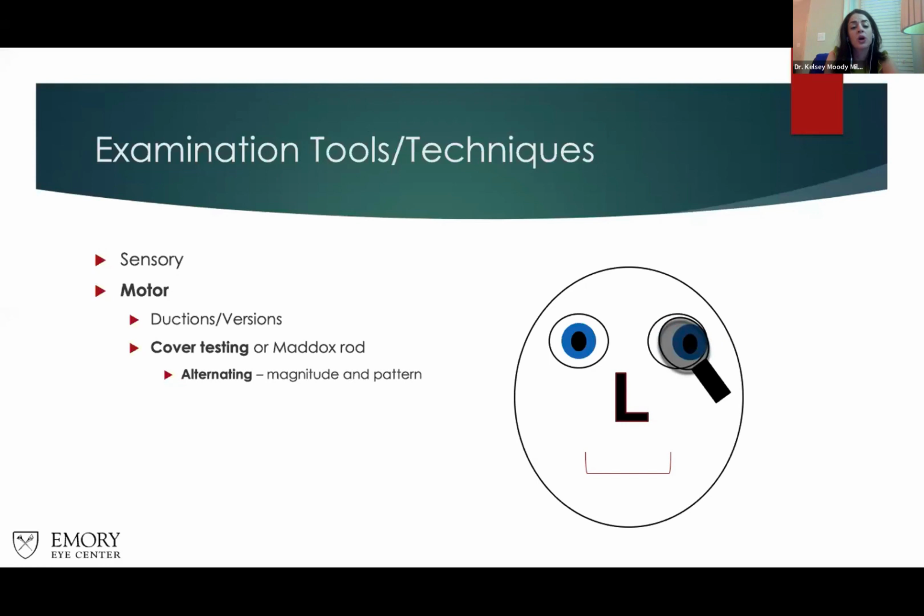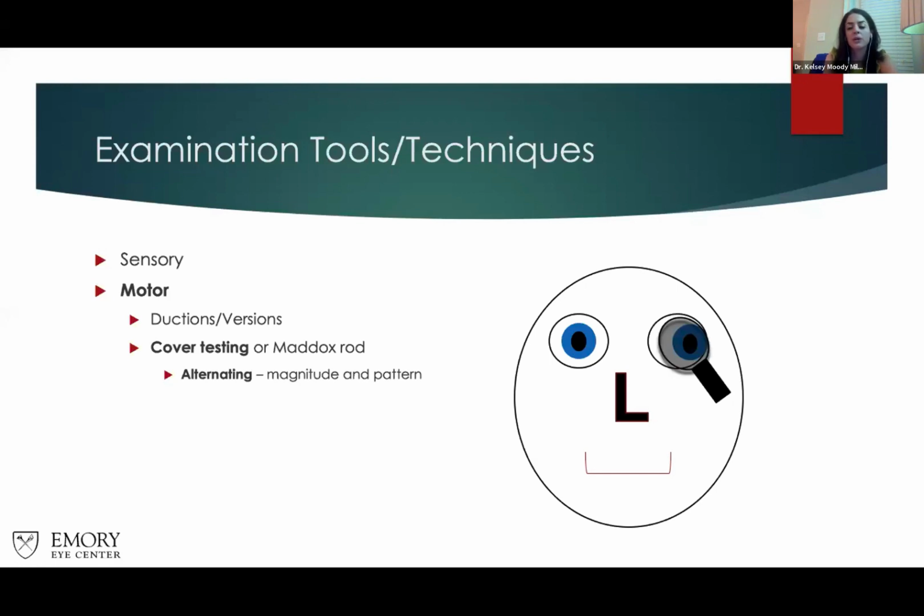The next is your alternating cover test. So this will tell you if they have a phoria and the magnitude and the pattern. This is where we're going to start to introduce the prism to measure the magnitude. And then we're also going to look at this in different directions of gaze to see if there's any specific pattern that puts us towards a specific etiology for the double vision.